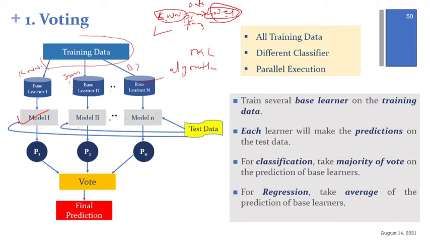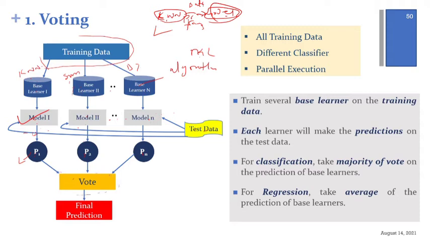Now let's take the model coming from k nearest neighbor. So what is the outcome? This is the outcome from k nearest neighbor. We have it here, after supplying the testing data. So we have P1, P2, up to Pn. These are the outcomes from each of these models. Now you need to vote.